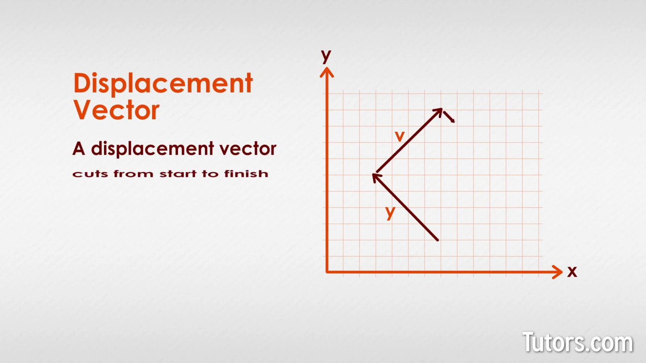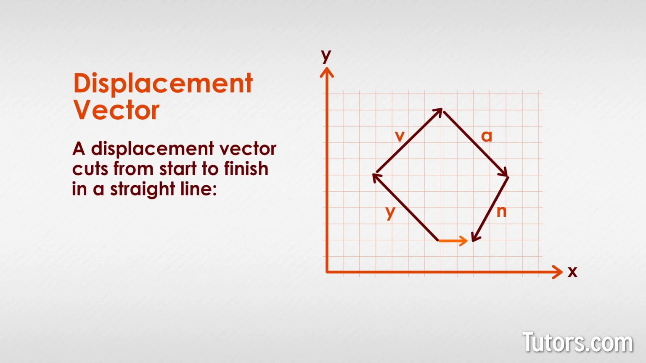A displacement vector cuts from start to finish in a straight line. In this figure, we can see the displacement vector is also the resultant. The calculation of displacement is still vector n plus vector v equals r, because vectors a and y negate each other. Test what you've learned with the basic vector problems at the bottom of the written lesson below.